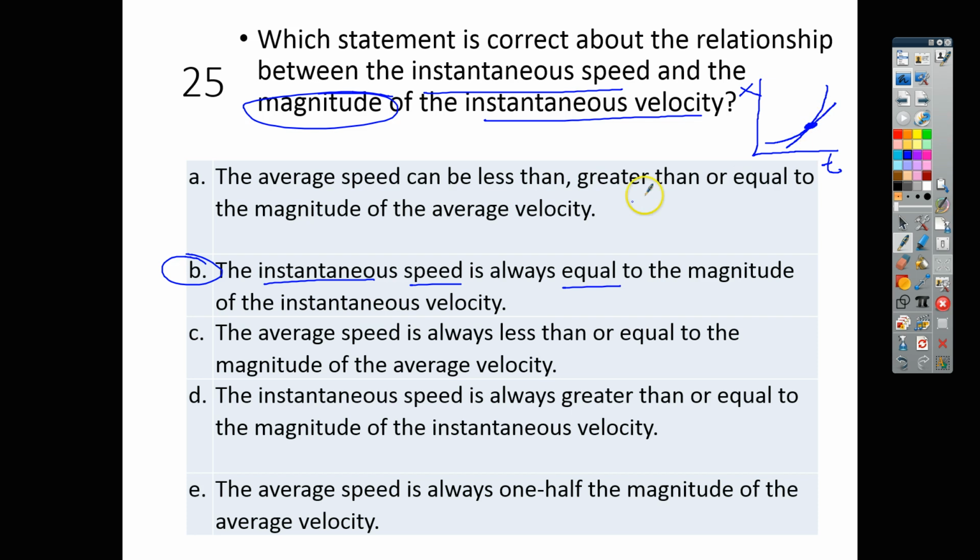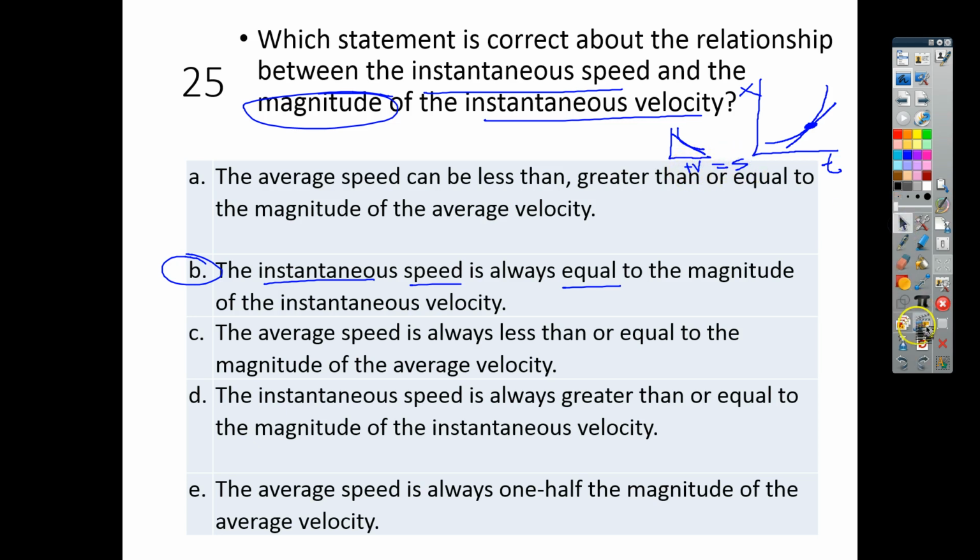They're not going to be different. So the instantaneous speed is always equal to the magnitude. And the reason they say magnitude is because if I draw it this way, then notice that it is decreasing. So my velocity is negative, but that is equal to the magnitude of the speed. So the slope is the same, it's just negative for velocity, but when we just look at the magnitude, we can ignore that positive or negative sign and just say it's equal to the speed. So those are the same.